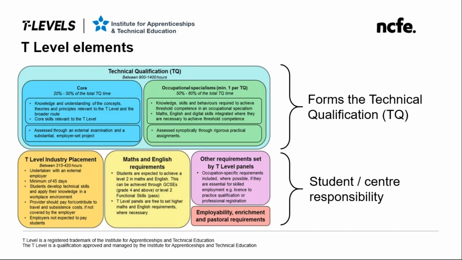All T-levels have an industry placement in which students develop the technical skills and apply their knowledge. There's a minimum of 315 hours for this. Maths and English requirements: students must achieve either a GCSE grade 4 or above, or a level 2 functional skills pass to complete this component. Some T-levels have other requirements set by the T-level panels, which are essential for skilled employment, for example, a licence to practice qualification or a professional registration. There is no such requirement at present for the education and childcare route, other than the EYE licence to practice, which we'll talk about later.